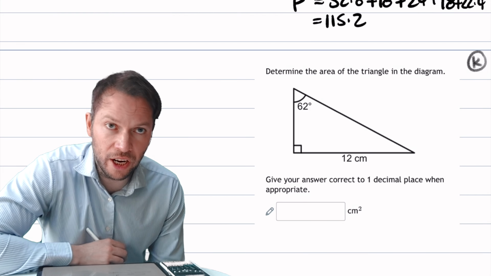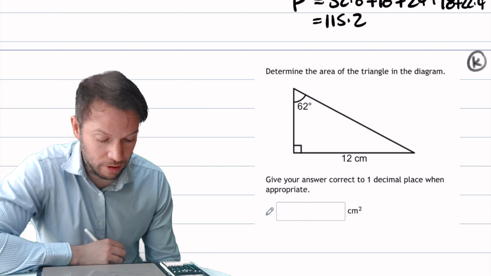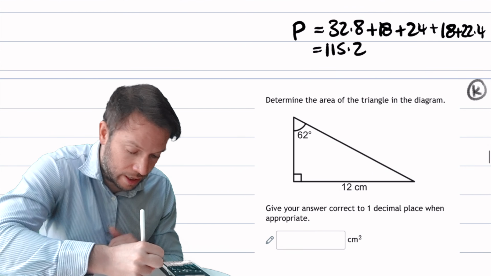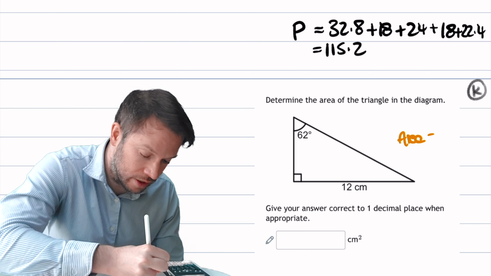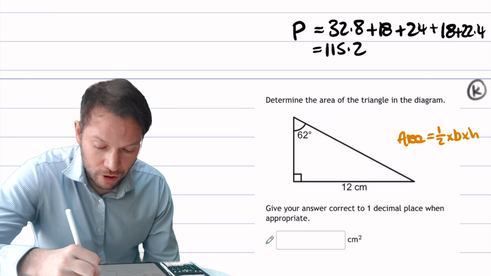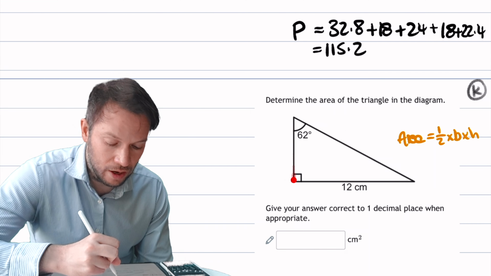Hi, in this video we're going to use trigonometry to find the area of a right angled triangle. Now how do we find the area of a triangle? Well, we can use the formula: the area is half times the base times the height. Now we've got the base here of 12, but we don't know what this height is here.